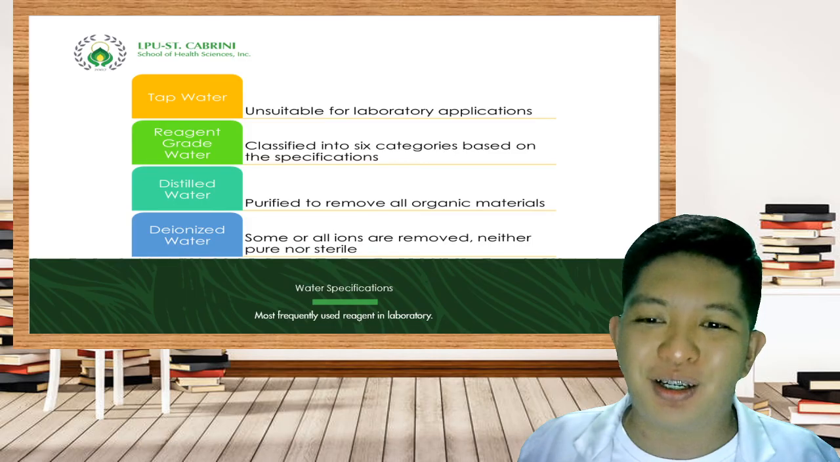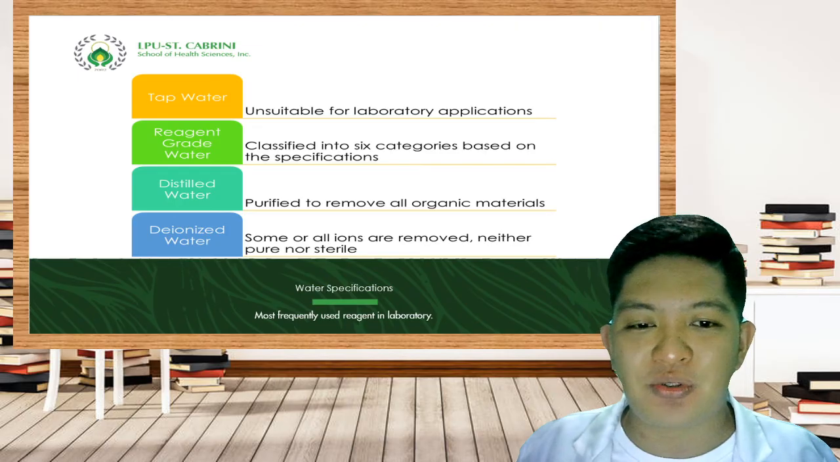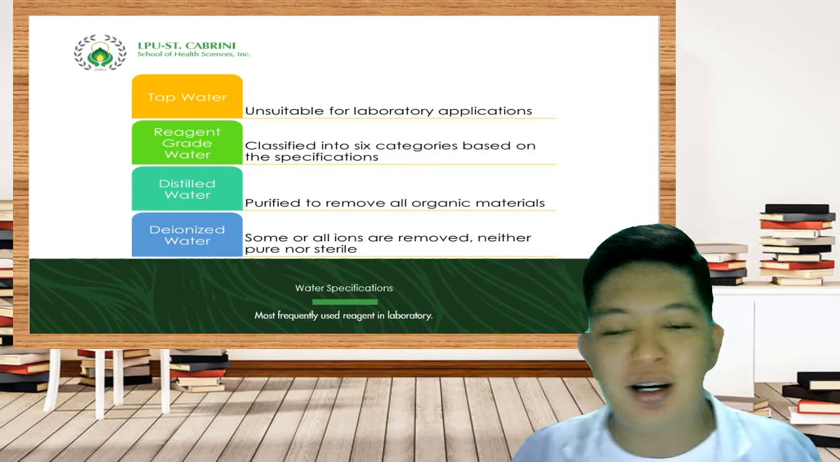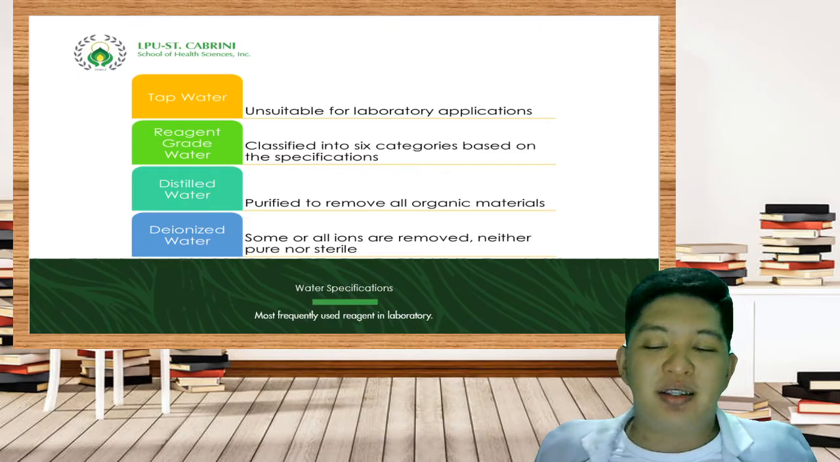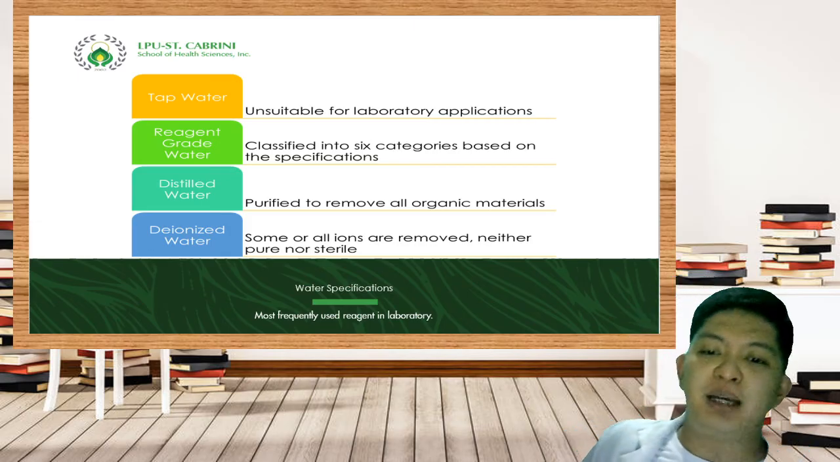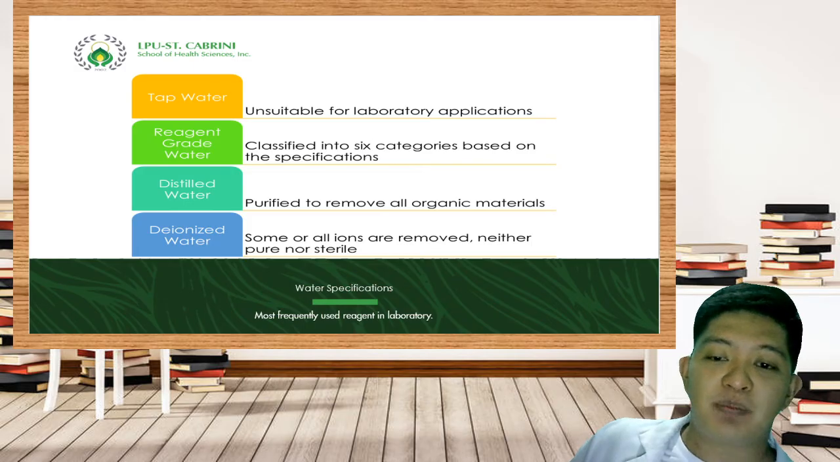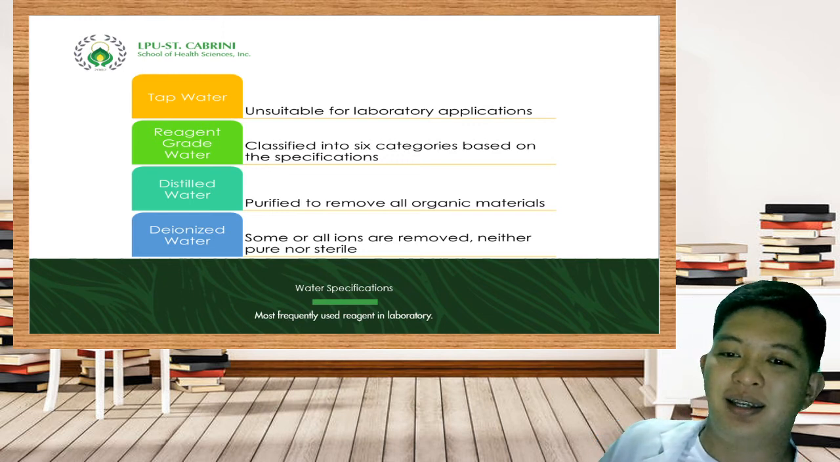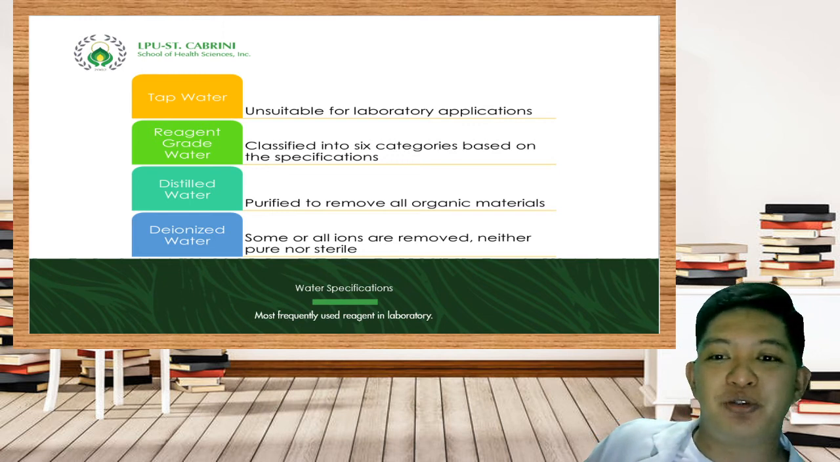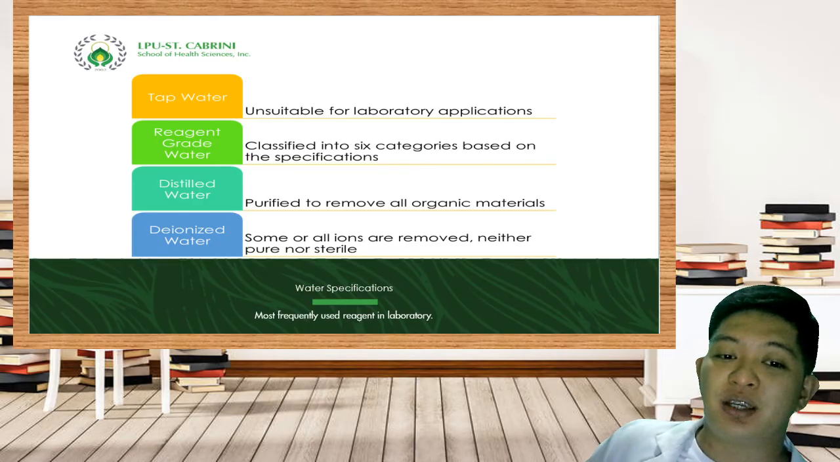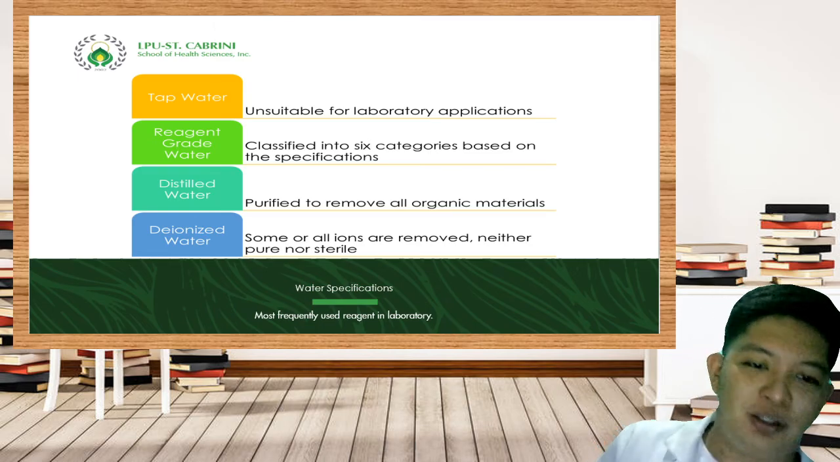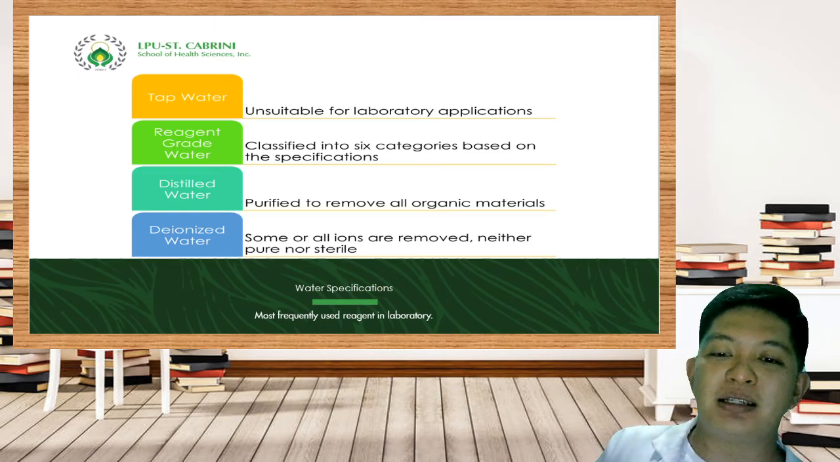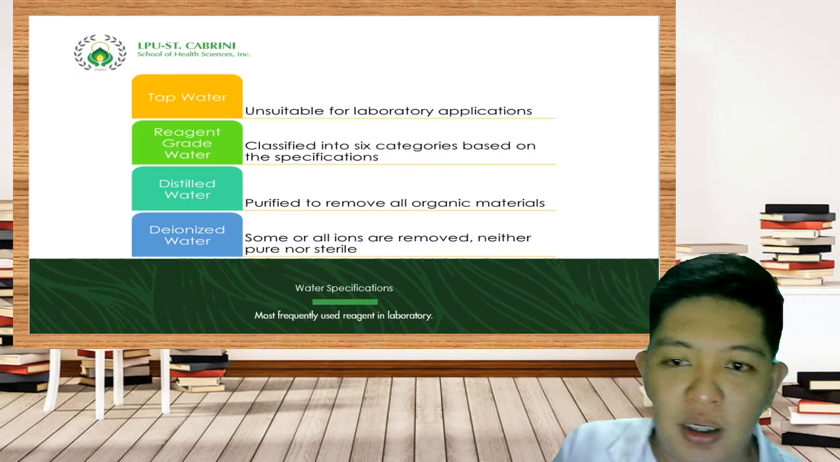Hindi lang basta-basta water ang gagamitin mo because we have different types of water. We have water specifications. Tap water, reagent grade water, distilled water, deionized water. Remember, tap water is not suitable for laboratory applications. Bakit? It contains ions, it contains metals, it contains elements. Kaya di ba, kapag kayo ay nag-experiment during your chemistry level or lower chemistry courses, distilled water ang ginagamit sa inyo. Bakit? Ano yung meron kay distilled water? It was purified to remove organic materials that can cause interference in our analysis.